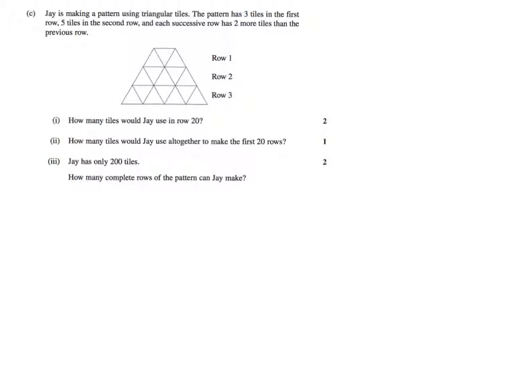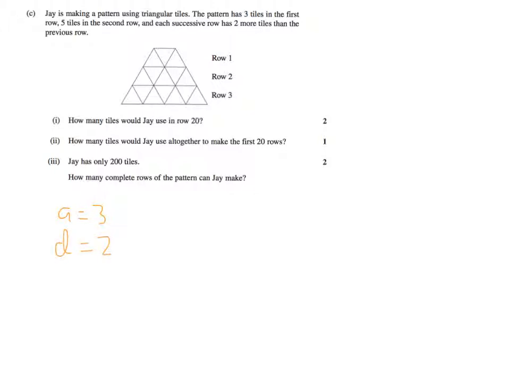Okay, so J is making a pattern using triangular tiles. The pattern has 3 in the first row, 5 in the next, and 2 more in each successive row. So let's get a few things down here. Our first term is A, so that will be 3. Our next term would be 5, and then 7, and so on. We could count, we could keep drawing, but the main thing is that our difference is 2.